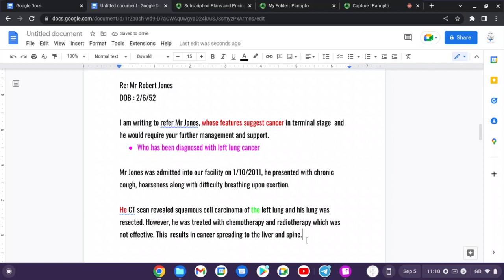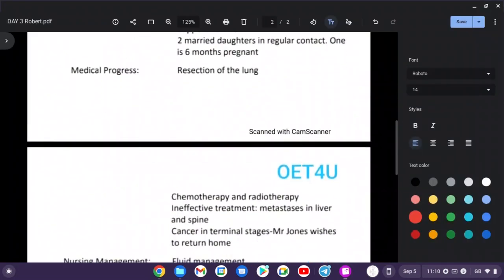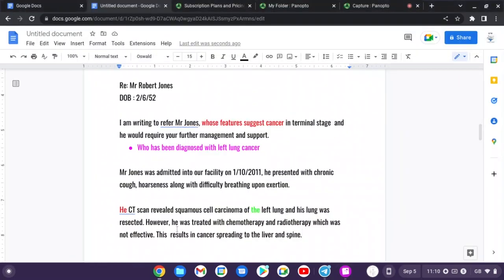Because it says that chemotherapy and radiotherapy, ineffective treatment, metastasis in liver and spine, cancer in terminal stages. Mr. Jones wishes, okay. So, or otherwise, there is no need of however there. So you can write, additionally, he was treated with chemotherapy and radiotherapy, which was not effective. So you don't need to add however here.